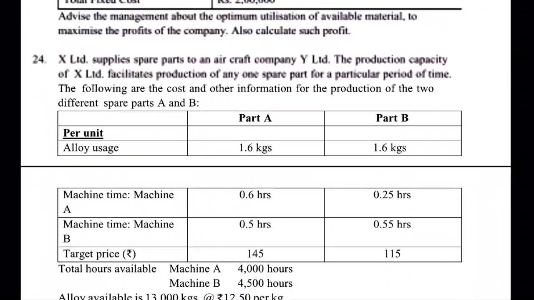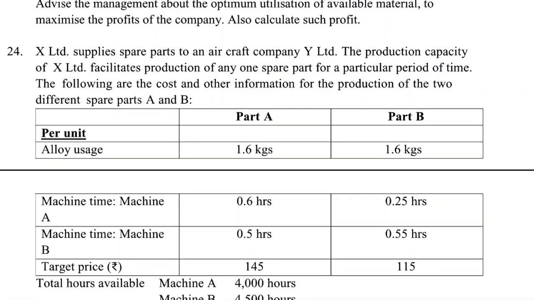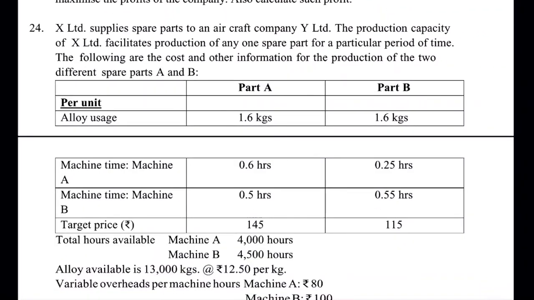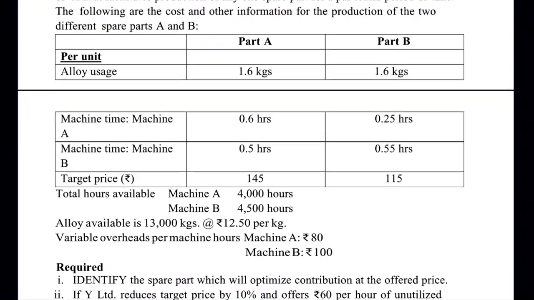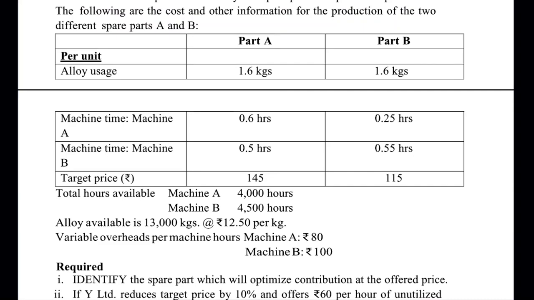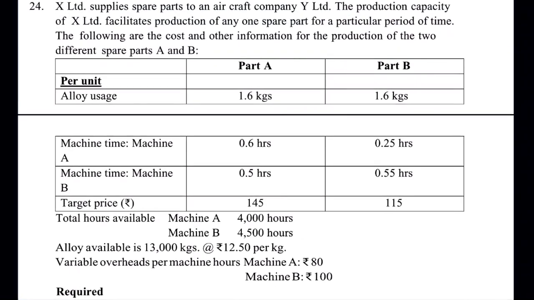So now question 24, if I just talk about it, there were parts I just discussed roughly. Answer quickly and carefully. I am saying directly, this is a question from this module. How many raw materials do you have? So first of all, how many kgs? 13. Can you tell me how much of part A can be made from 13,000 kgs?